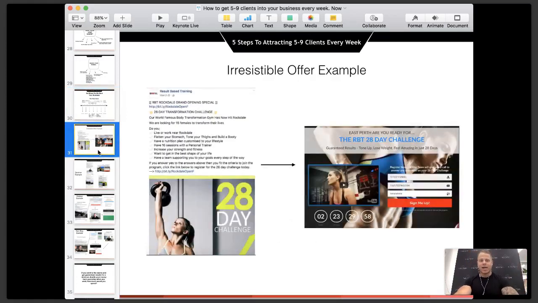This is example funnels, guys. So when we look at this, this is the AIDA style copy. So attention, interest, desire, action. RBT Rockdale grand opening special. So that's attention. You're talking to people in that area. And then we go interest, desire. So our world famous gym has hit Rockdale. We're looking for 15 females to transform their lives. AIDA is attention, interest, then desire. We look at this. We go flatten your stomach, tone your thighs, and build a booty. We look at that. It's actually building desire. And then it's telling them to take action. Click the link, go across here.